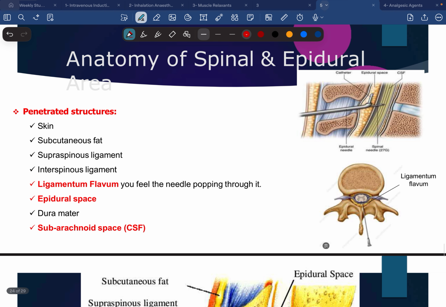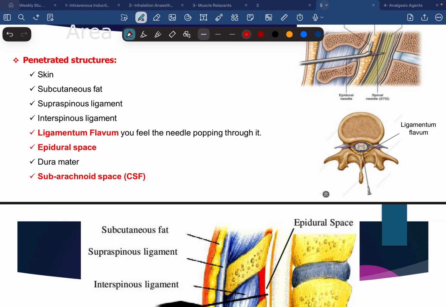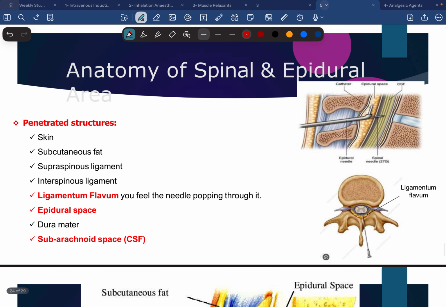Structures that we go through. Okay, we have skin, subcutaneous fat, then ligaments. We have the supraspinous. Now the things that you feel are these ones. These are the spinous processes. So these are the tips that you feel from the outside. We have the supraspinous ligaments, which is over on top of all of them. And then we have the interspinous ligaments. And then we have the ligamentum flavum. Usually once the anesthetists pass the ligamentum flavum, they can feel a click, they can feel a pop, and then you know where you are.